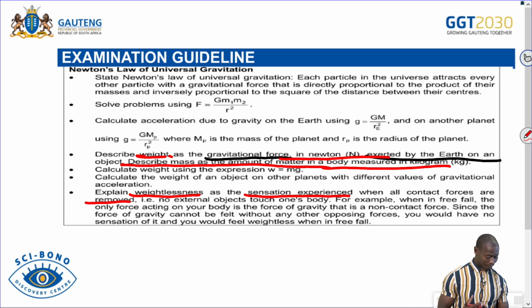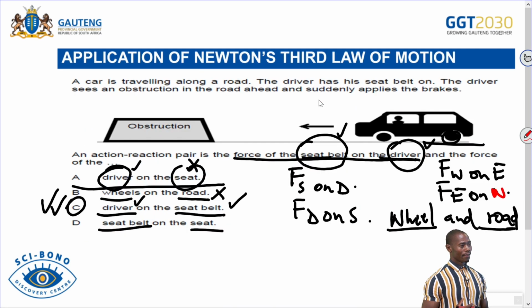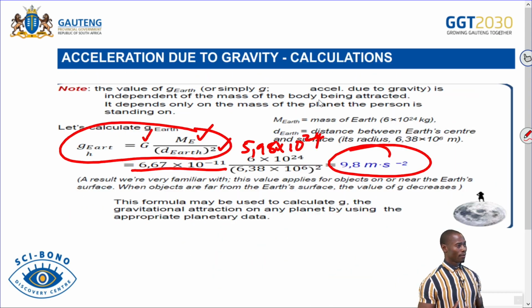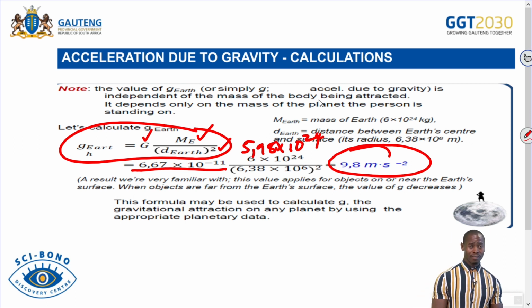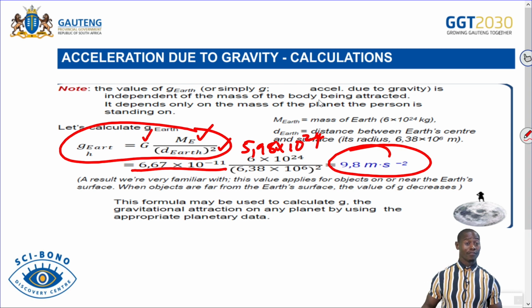For example, I want to give you an example. I think you have noticed this. If you're in a lift and the lift is going down, you feel weightless. Why do you feel weightless? It's because all the contact forces are removed. For example, your normal force is removed. The only force that is left, or the only force that is exerted, is the gravitational force.